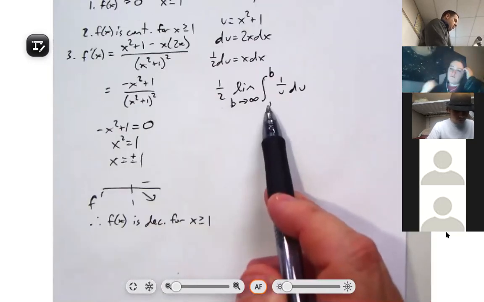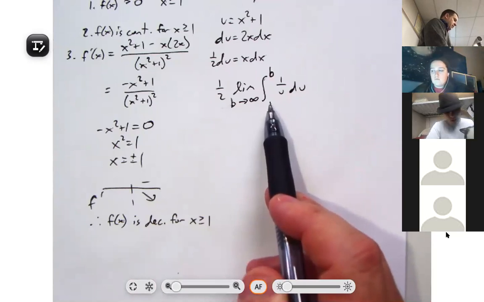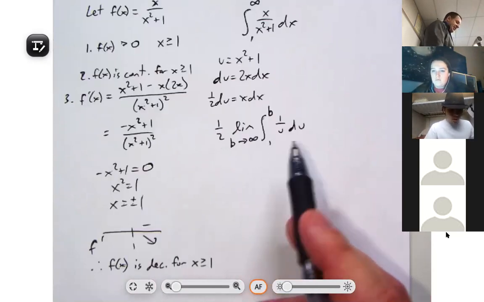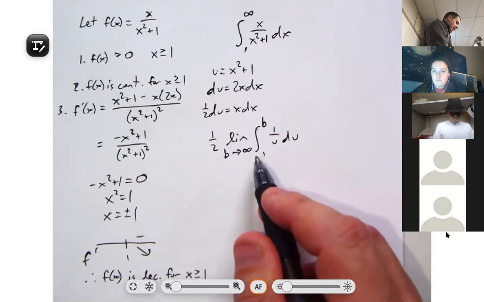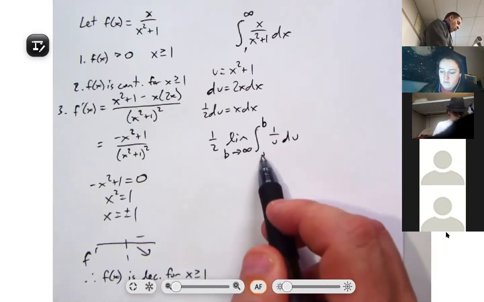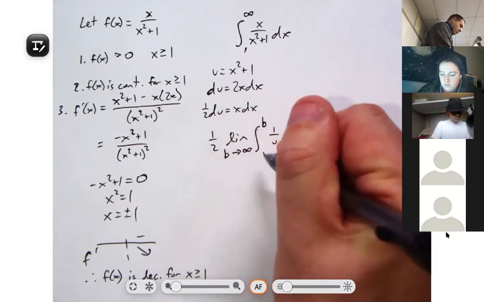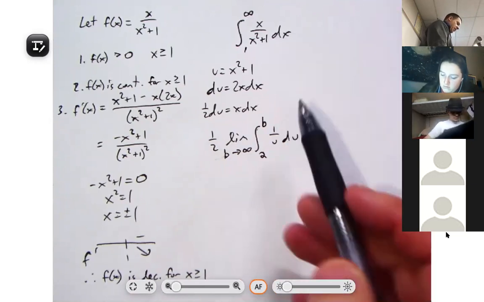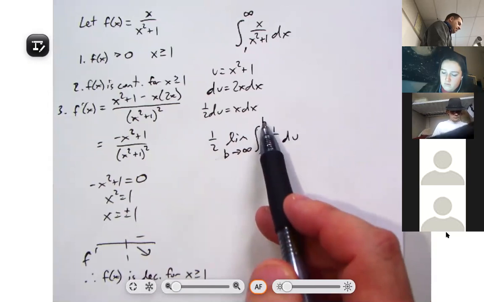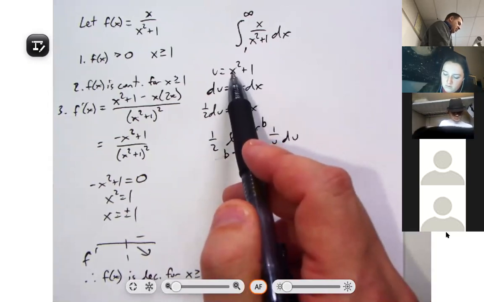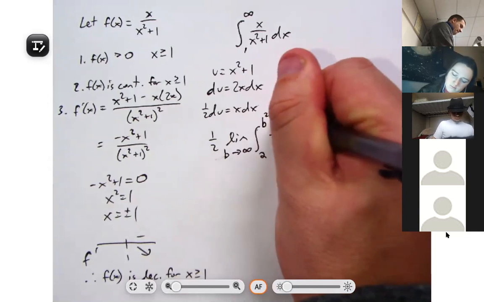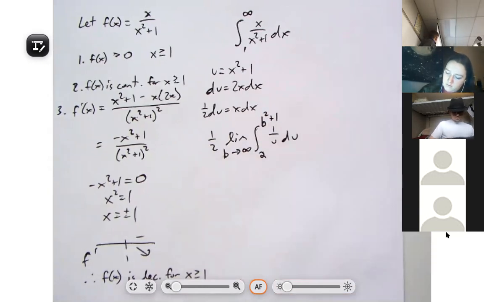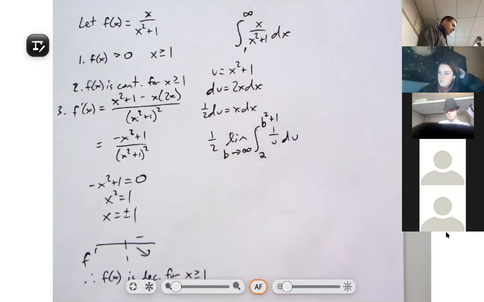What can we do? Here's what we can do. We can change our limits. Let's do it this way. So I'm doing it different than the actual key. If x is 1, then my u value is 2. So I need to change that lower limit to 2. And if my upper limit is b, if x is b, then b squared plus 1 is my new upper limit. And so if I do it this way, now I never have to go back to the x expression. It's completely up to you. Just make sure you're aware when you have some linkage error stuff.